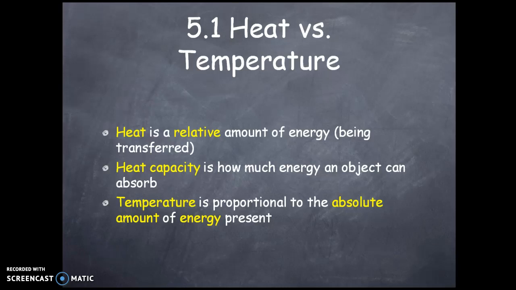A temperature is proportional to the absolute amount of the energy present. So whenever a huge amount of energy is absorbed into the entity and it gets hot, then we say that it has high temperature. It means the higher the energy it absorbs, the higher the heat it absorbs, the higher the temperature it has. So temperature is a physical quantity proportional to heat.